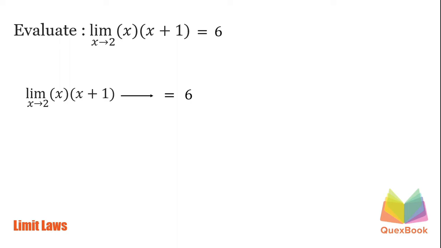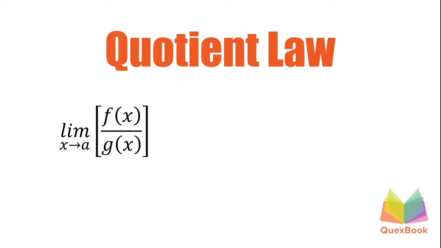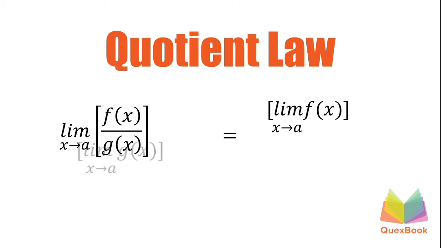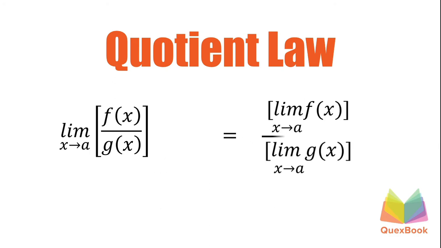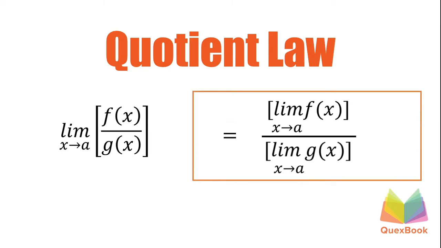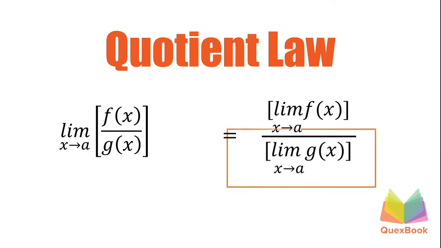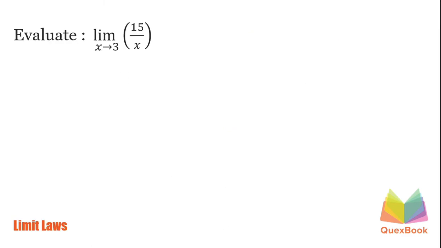Next, we have the quotient rule. And this law tells us that we can simplify the limit of the numerator and denominator separately as long as we don't get any zero in the denominator and then divide it if possible. But given that the limit for these terms exist and the limit for our denominator should not be equal to 0. For example, we have the limit of 15 over x as x approaches 3.